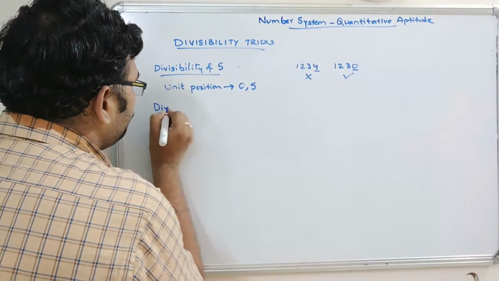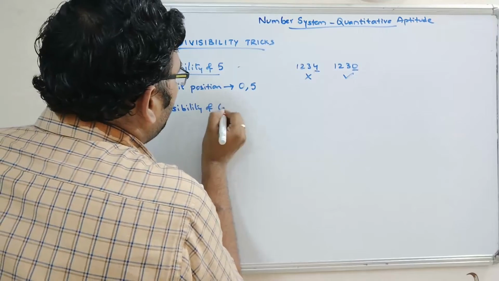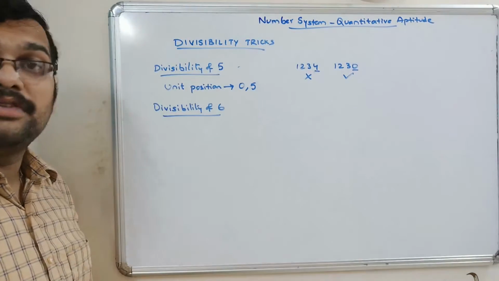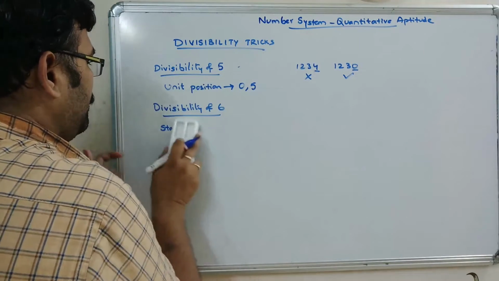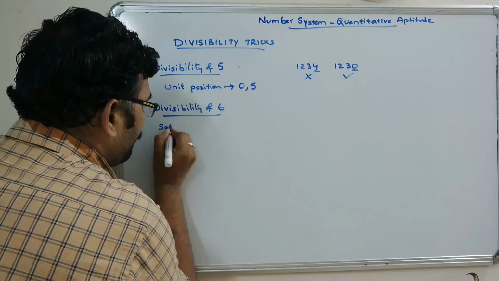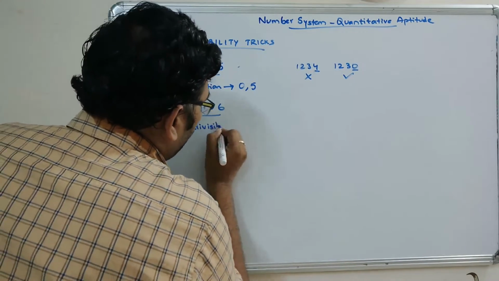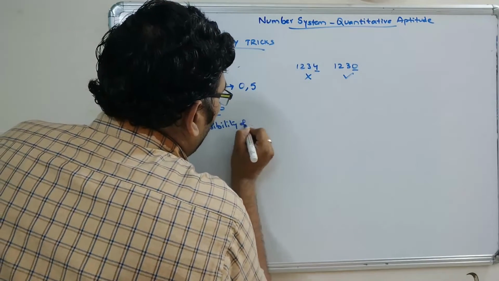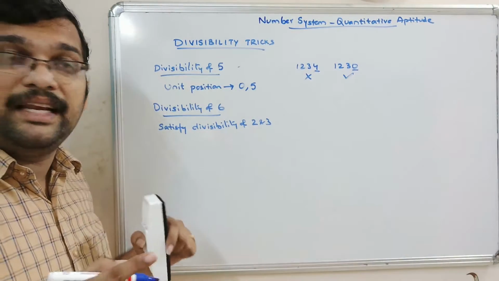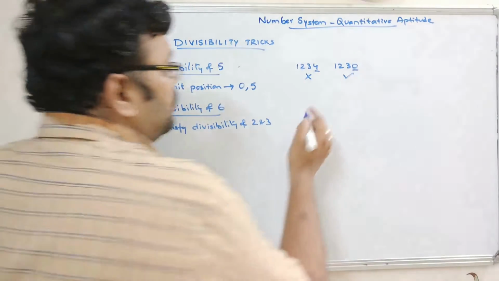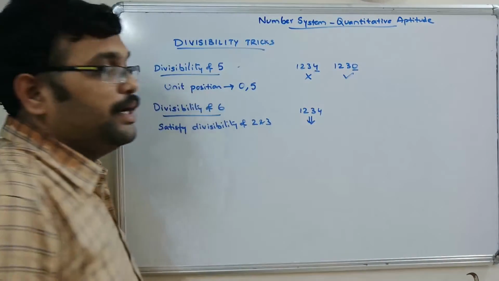And the next one is the divisibility of 6. It should satisfy divisibility of 2 and 3. If the number is divisible by 2 and 3, then automatically it will be divisible by 6. For example, let us take 1234.